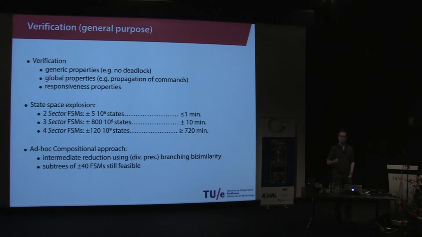So it makes very much sense, if you have such a hierarchical system, to start somewhere at the bottom and do some analysis of the lower levels, and then, let's say, using, for instance, branching bisimulation or divergence-preserving branching bisimulation, reduce the behavior of the lower levels and work with the reduced behaviors and propagate that information upwards. And that actually worked to some extent, right?